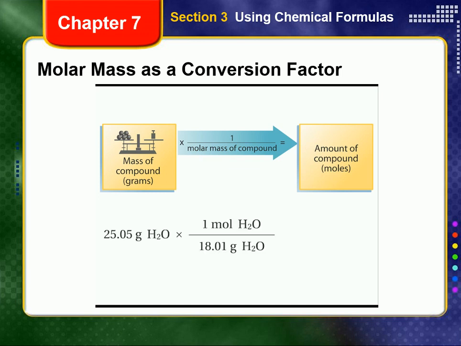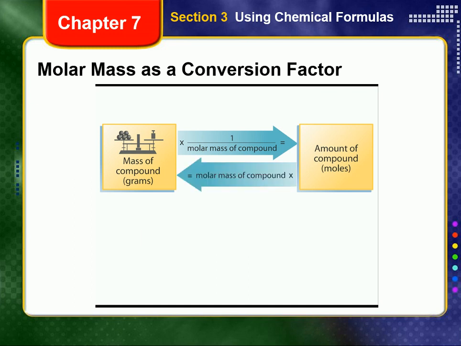For example, to find the number of moles of water in 25.05 grams of water, we multiply by 1 over the molar mass of water, 18.01 grams per mole. We see that the units cancel to give us moles. In 25.05 grams of water, there are 1.391 moles.